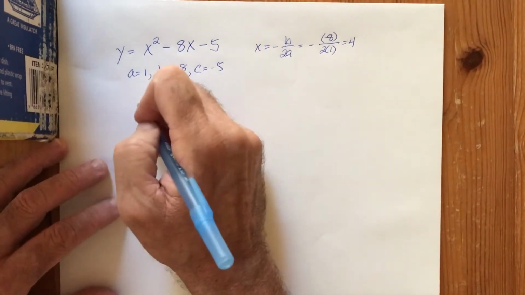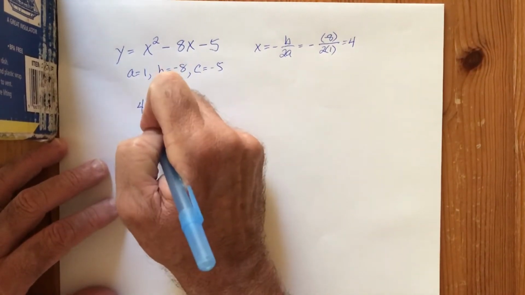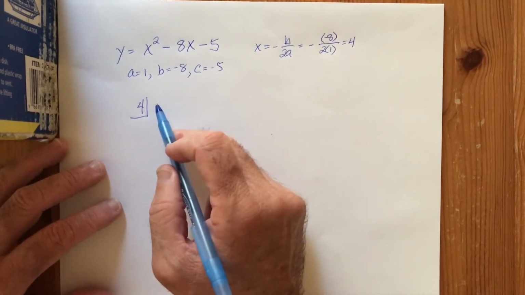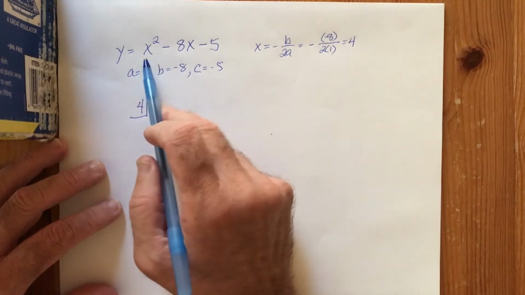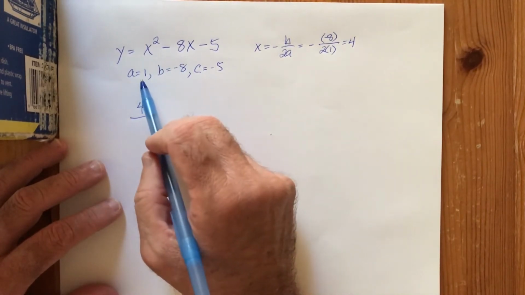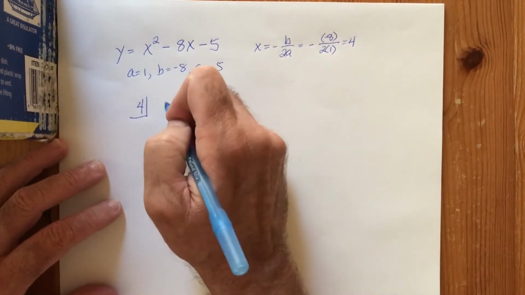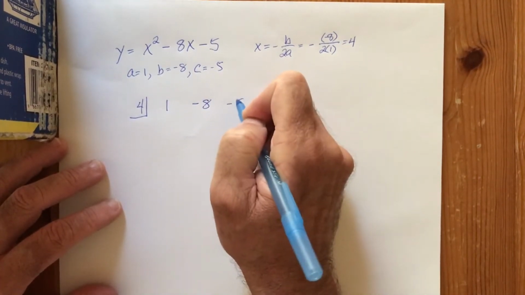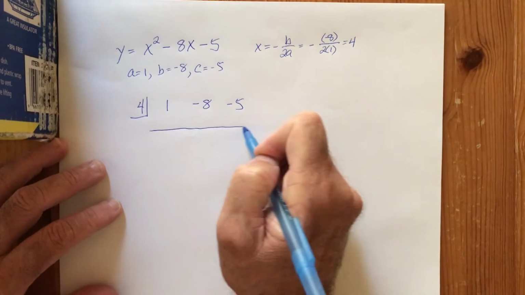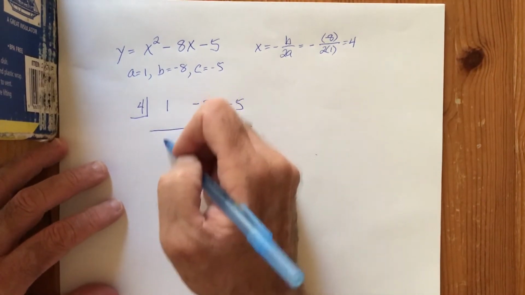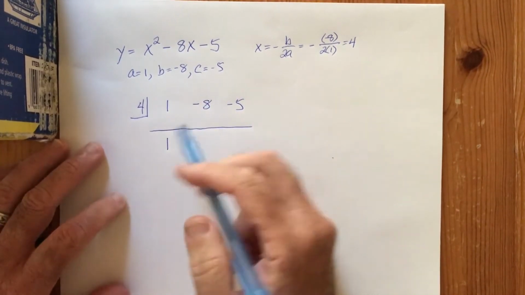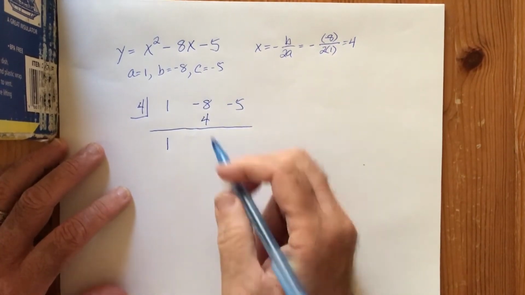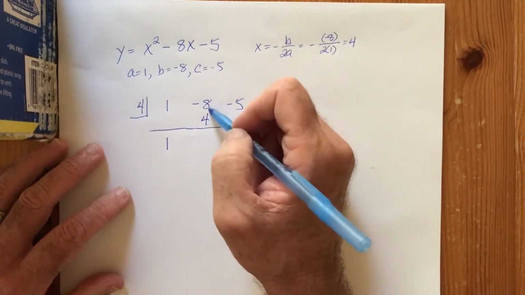Now we're going to find the y-coordinate of the vertex, and the way we can do that most speedily is by doing synthetic substitution. And so to use synthetic substitution, we're going to use a, b, and c. I'm going to write them here like this. Draw a line down here. We'll bring down the 1. And then we do 4 times 1 is 4. Put the answer here. Add these two numbers together.